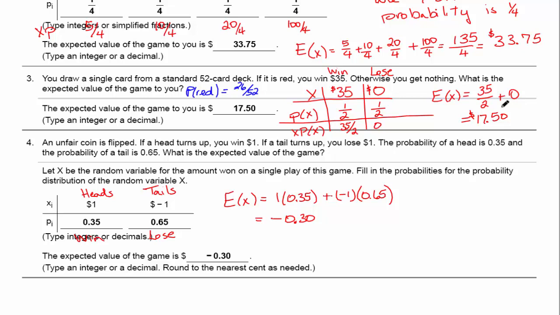So again, sometimes I win $35, sometimes I lose, sometimes I win 35 a couple times in a row, and sometimes I lose a lot too. But the long-term average is $17.50.